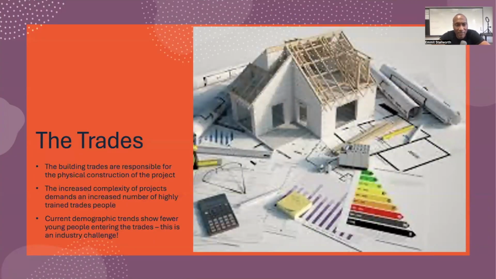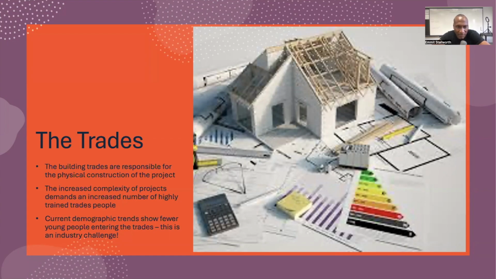So you've got the trades. The building trades are responsible for the physical construction of the project. They're the ones that are going to piece it together. The increased complexity of projects demands an increased number of highly trained tradespeople. It's getting to the point now where you don't really have to be highly skilled. You don't have to be what they call a craftsman anymore, because the products we have are becoming foolproof, due to the advancement of products now.